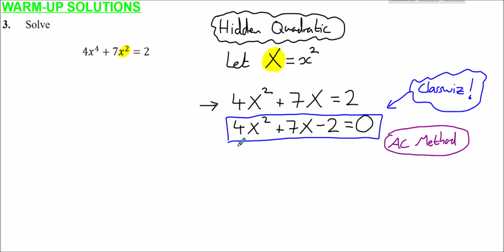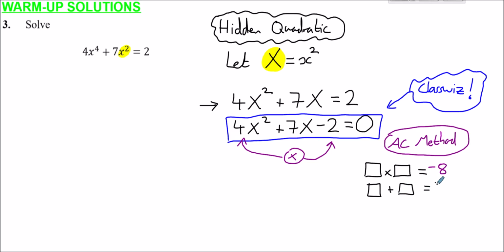So we do 4 and multiply it with a minus 2. 4 times minus 2 is minus 8. So what we need here is two numbers that multiply together to give us the minus 8, and when we add them together, give us this 7 in the middle. If you wonder where the 7 comes from, we'll just highlight that for you.